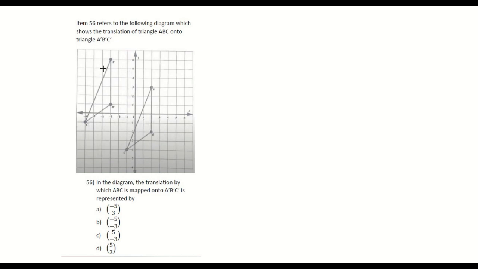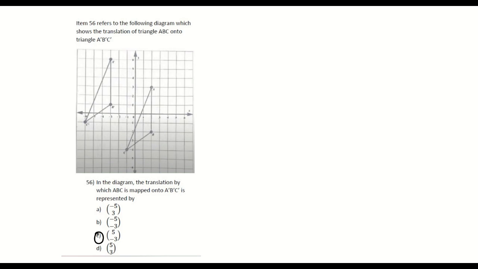The translation by which ABC maps onto the image is represented by, you can do this two ways. You can take an object and image and subtract the two, and you'll get the translation. Or you can use your, this is B, we're going 1, 2, 3, 4, 5 along your x-axis, and then along your y-axis we're going down, so it's minus 1, 2, 3. So 5, negative 3, so the answer is C.